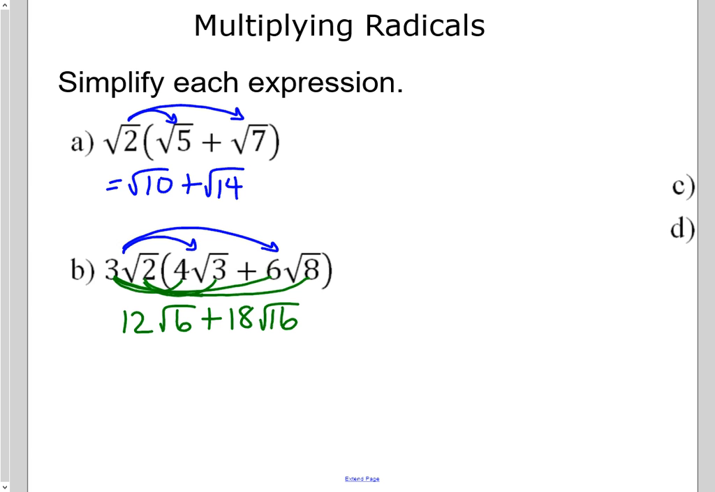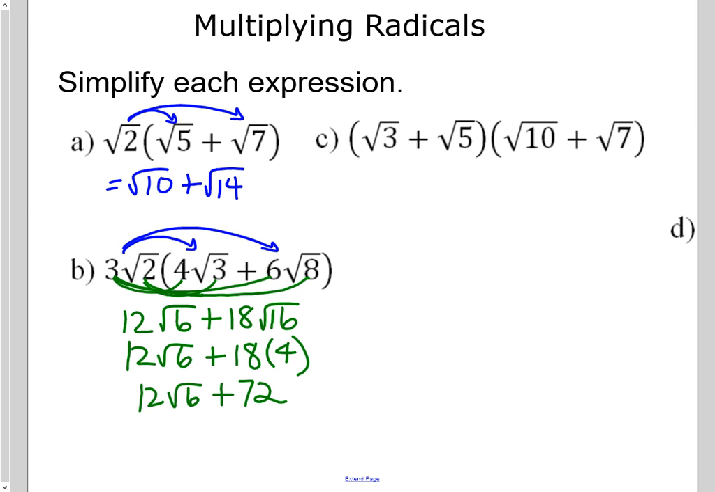Once you're done, stop, take a look, and try to figure out if it can be simplified anywhere. There are not two numbers that multiply to 6, one of them a perfect square, so that just stays as 12 root 6. The square root of 16, I can actually find the square root of 16. The square root of 16 is 4, so that means I'm going to multiply that 18 by 4, and 18 times 4 is, I think, 72. You might want to check my math on that, but I think it's 72. All right.